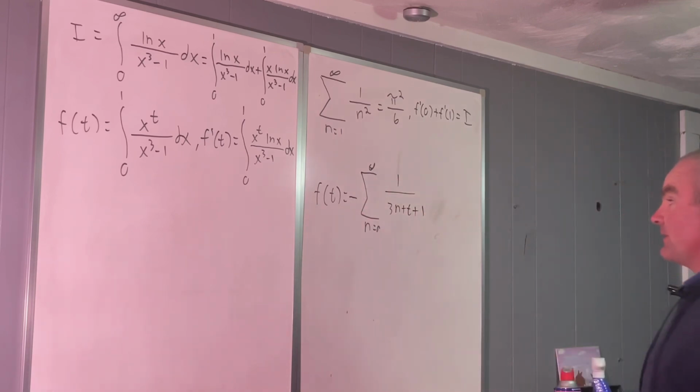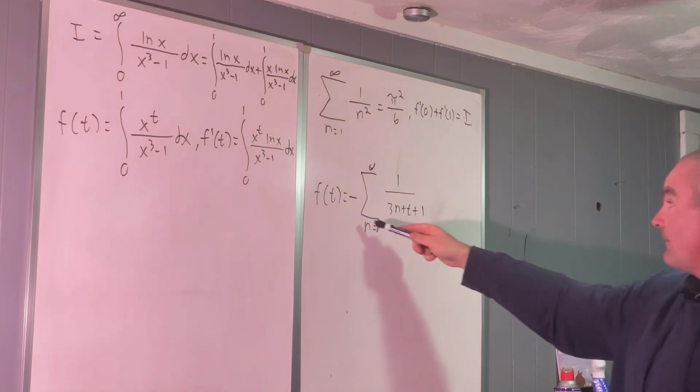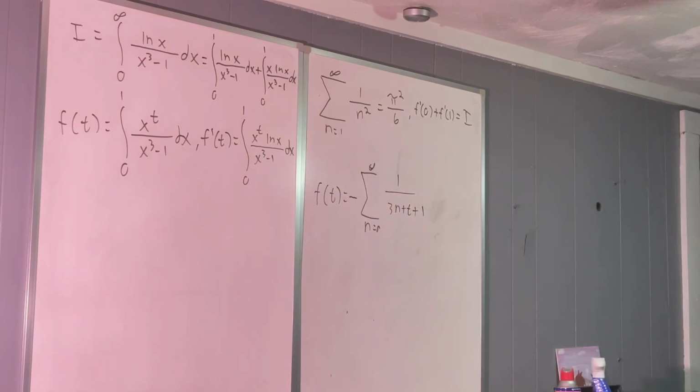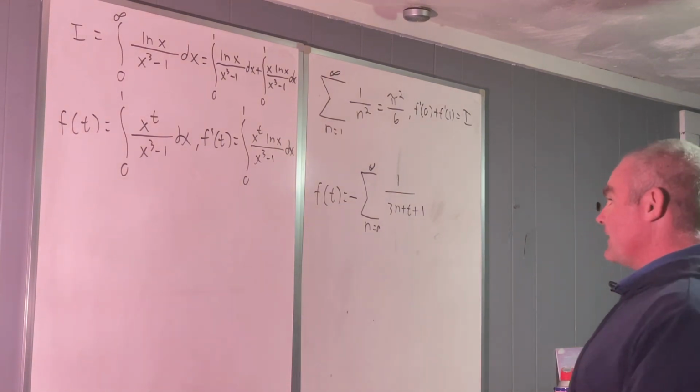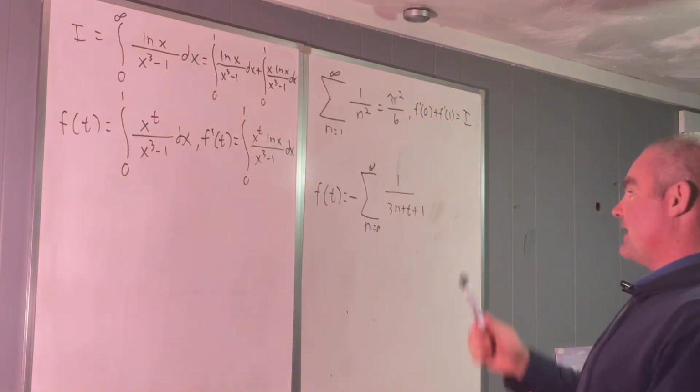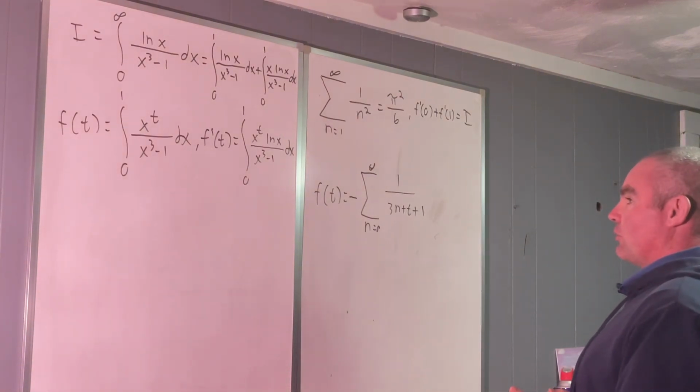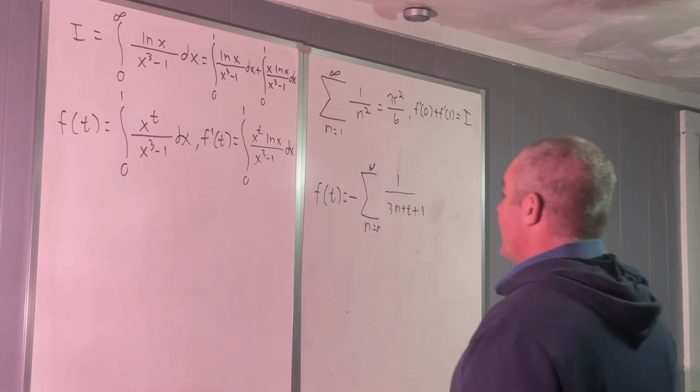And of course, this also does not converge. This sum, that's a divergent sum. That is a variation on the harmonic series, which does not converge. Luckily, like I said, we're not interested in f of t. We want f prime of t.